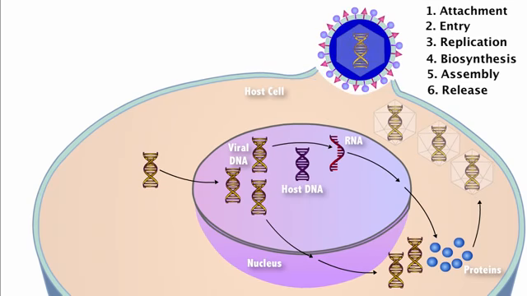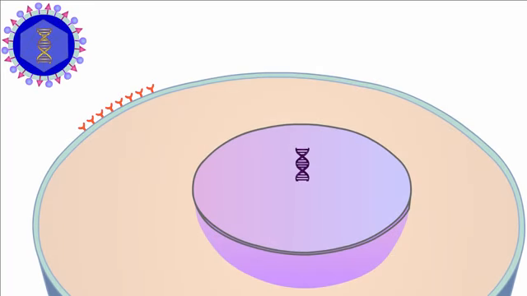As they emerge, some viruses retain parts of the host cell membrane, forming an envelope around the virus. This envelope gives some protection to the virus from the immune system of the host organism. Each new virus is now capable of infecting another host cell and repeating the process of virus replication.